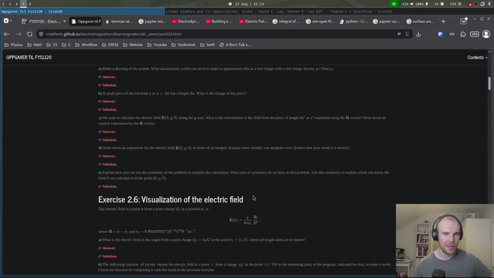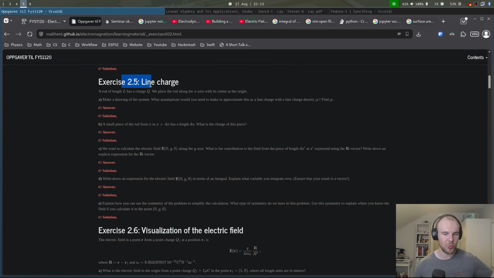Okay, pretty neat. Exercise 2.5, line charge. So, a rod of length L has charge Q. We place the rod along the x-axis with its center at the origin. Make a drawing of the system. What assumption would you need to make to approximate this as a line charge?